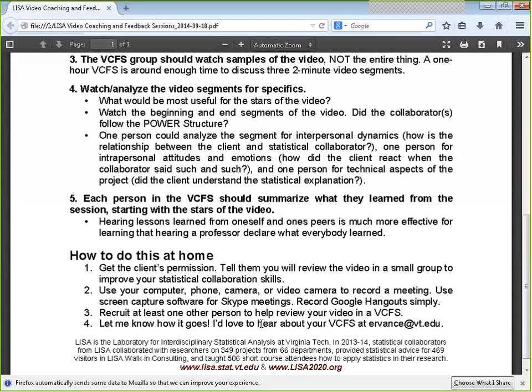Olympic athletes and professional athletes, even teachers now are starting to video their work, and they learn a lot from it. So it's time for statisticians to collect some data and analyze data about ourselves to improve our statistical practice.